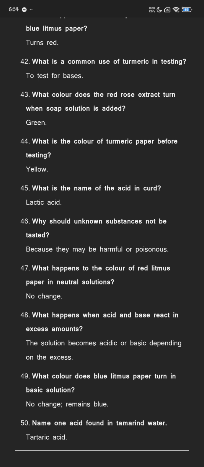What happens to the color of red litmus paper in neutral solutions? No change. What happens when acid and base react in excess amounts? The solution becomes acidic or basic depending on the excess. What color does blue litmus paper turn in basic solution? No change. Remains blue. Name one acid found in tamarind water. Tartaric acid.